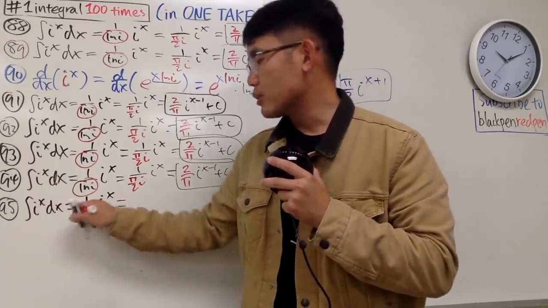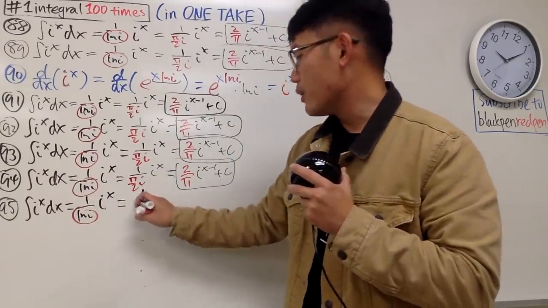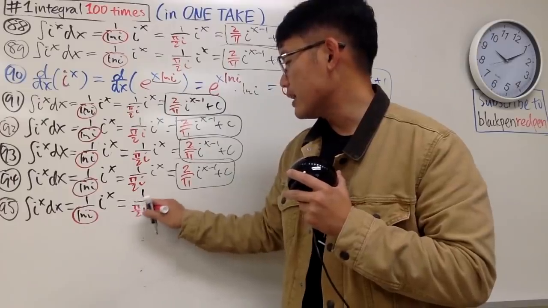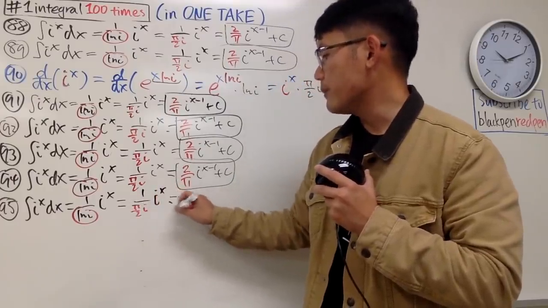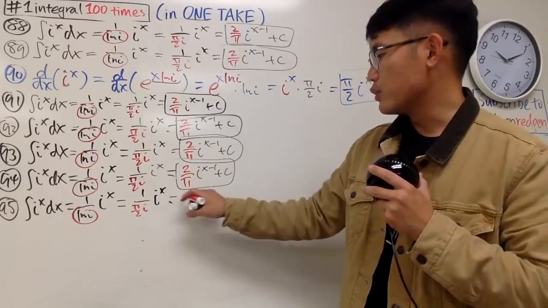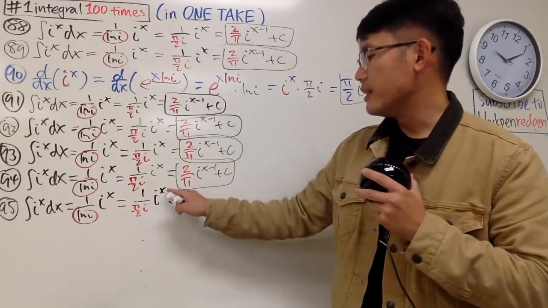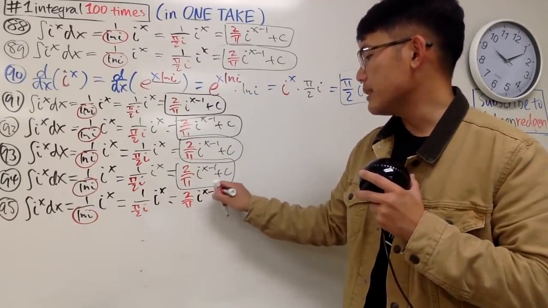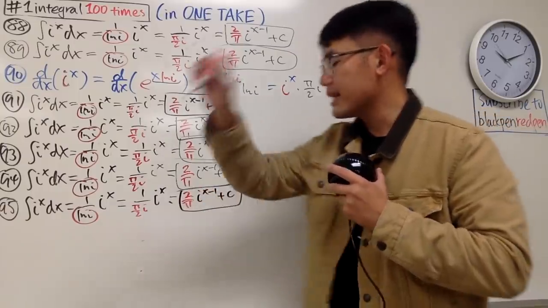And we know natural log of i is pi over 2, which is 1 over pi over 2i, like this. And then i to the x power. And then do the reciprocal of the pi over 2, which becomes 2 over pi. And then this over that, which is the same as i to the x minus 1 power, and then plus c, like that.